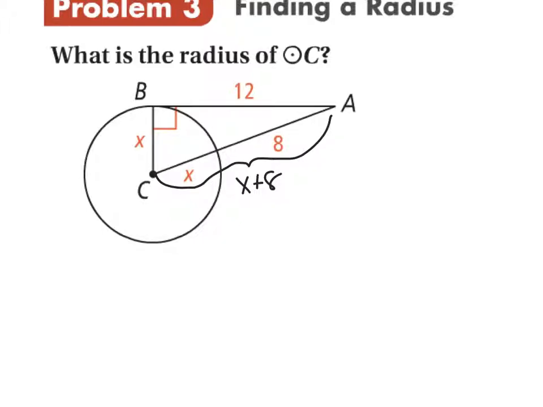Now, to solve for x, yes, they're talking about a circle. Yes, we're dealing with a tangent line, but really we could eliminate all that vocab and just say we're working with a right triangle. How would I find a missing side length in a right triangle? Pythagorean theorem. I have no angles, so I can't use that trig stuff. I have no angles, so I don't know if it's a special right triangle. But I have side lengths. I can use Pythagorean theorem.